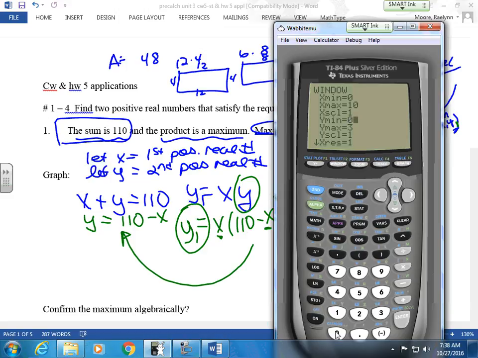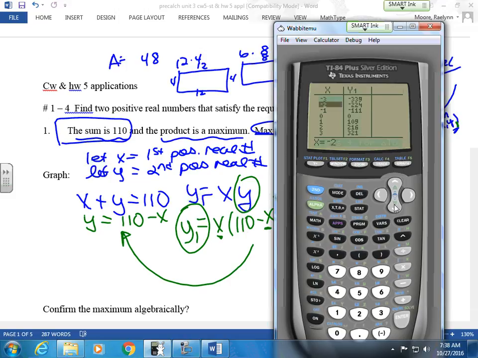What quadrant does that put me in? First quadrant. I can't have any negatives here, right? So I think of two numbers that add up to 110, but my product is what's going to represent my y. Now, you have a couple of ways to do this. You could go to your table and look at your table.